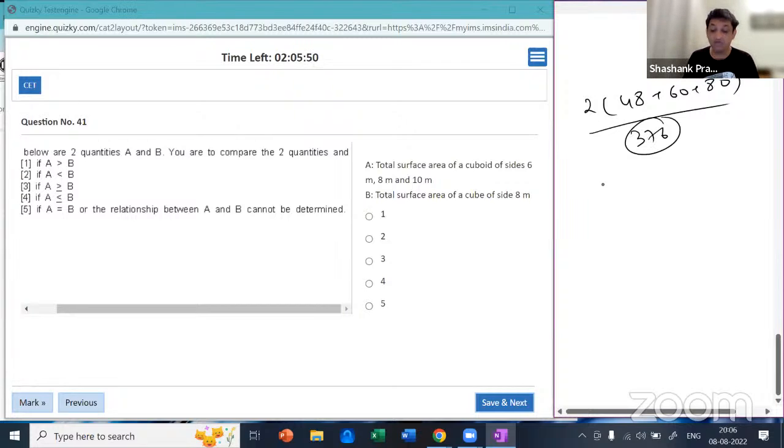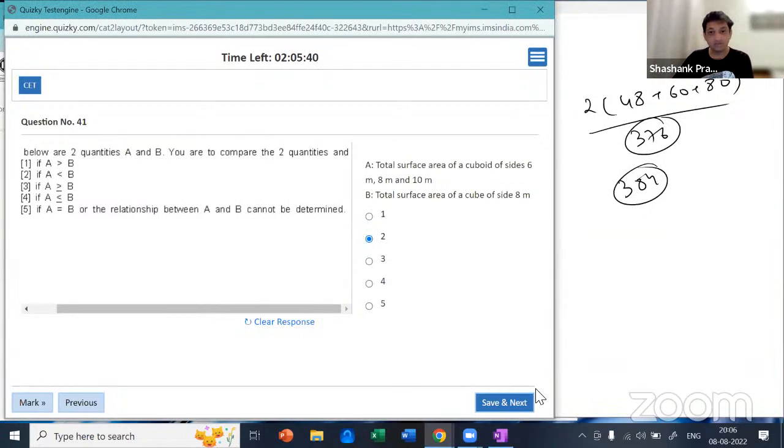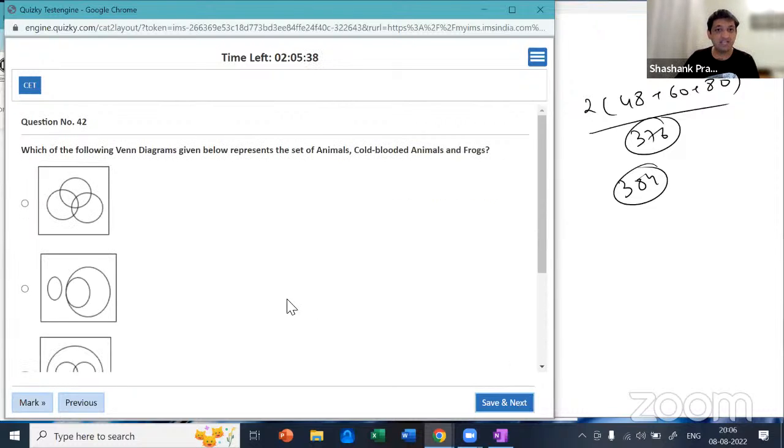Total surface area of a cube: 6a square, 64 into 6, 360, 384. I hope I'm right. Yeah, 384 is fine. So I think the second one, B is greater than A. So option 2. Okay, so calculation generally helps me.